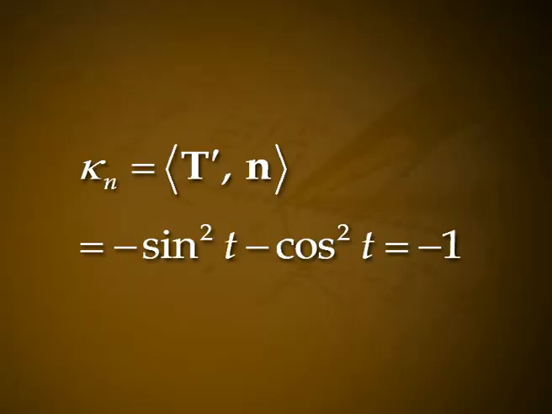Then chi n is equal to the inner product of t dash and n, which is equal to minus sin square t minus cos square t, which is equal to minus 1. Since chi is congruent to 1 and chi square is equal to chi n square plus chi g square, we have chi g is equal to 0 for this curve. Note that the image of this curve is part of a great circle.